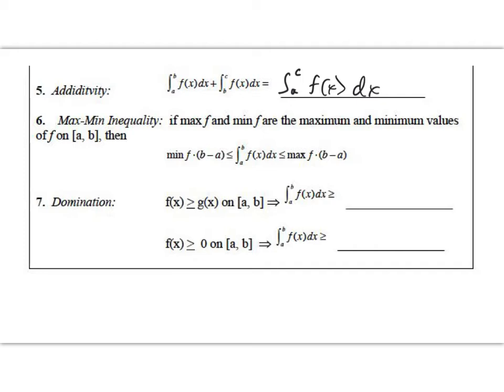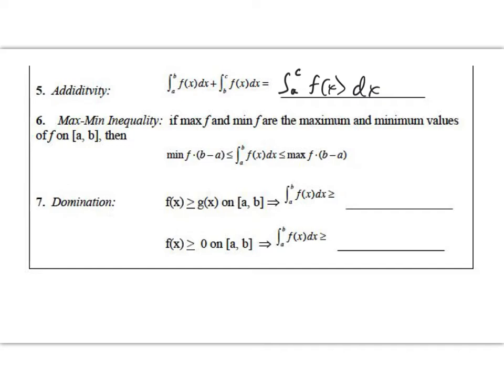Okay, now these last two properties here are not necessarily going to get a whole lot of airplay, but they're kind of nice to know. And that is that if the maximum value of f and the minimum value of f are the maximum and minimum values on A to B, then the minimum value times B minus A and the maximum value times B minus A are going to bound the value of the integral, which lies in the middle of those two. Could be equal, but definitely in the middle.